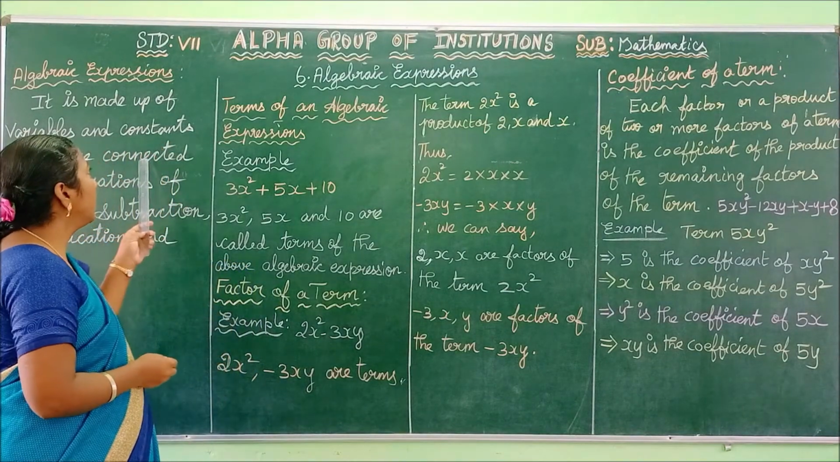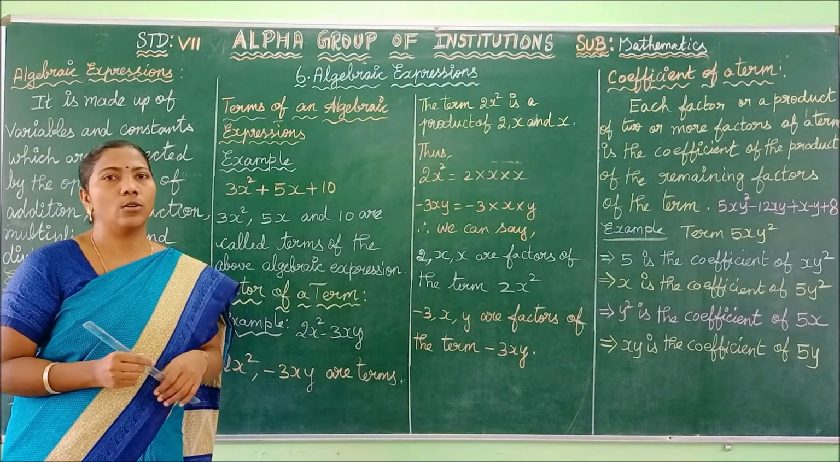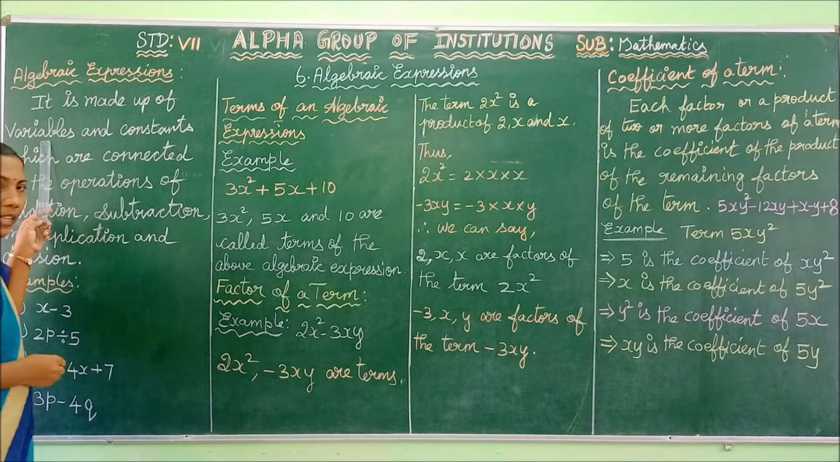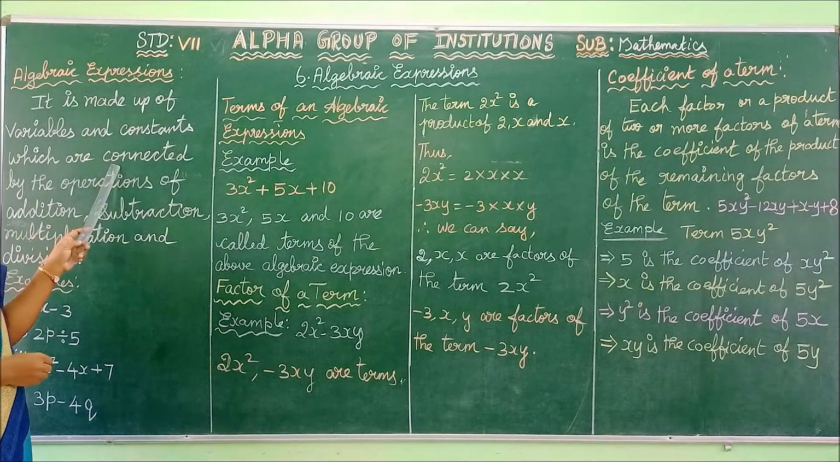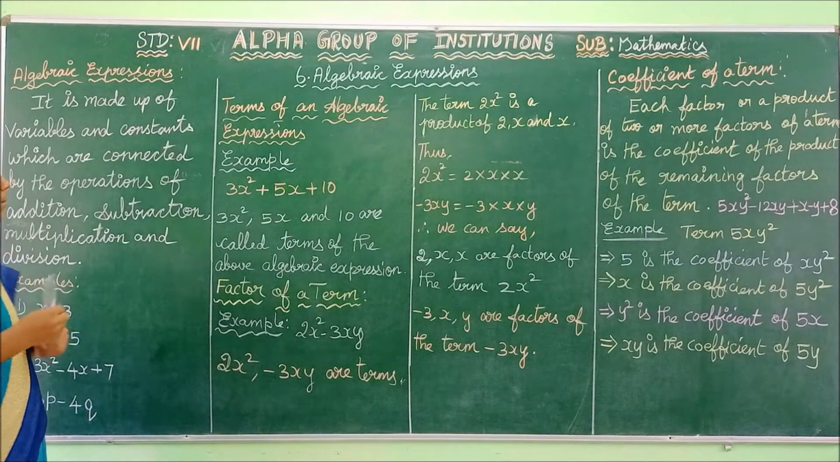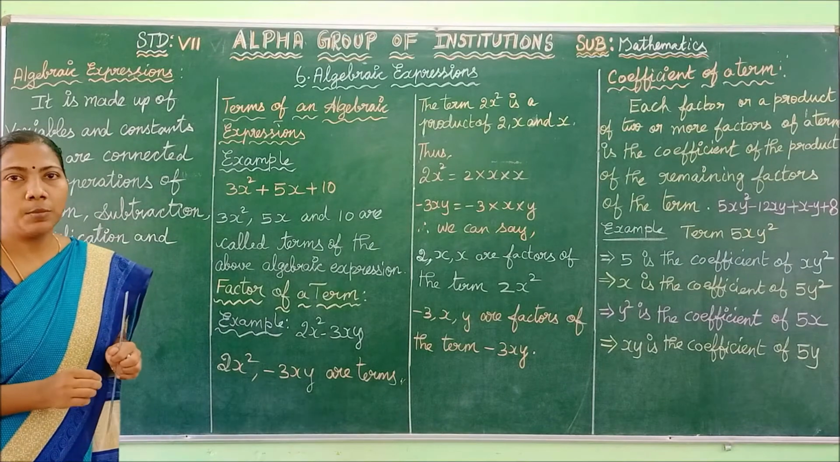And what is meant by constant? Constant means it never changes. Values are fixed. By using variables and constants, we are forming one expression. That expression is joined by four operations. What are they? Addition, subtraction, multiplication and division. Such type of expression is called algebraic expression.